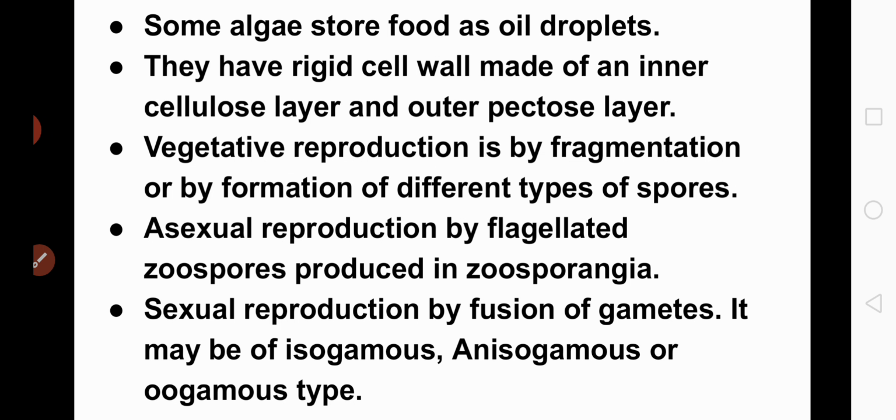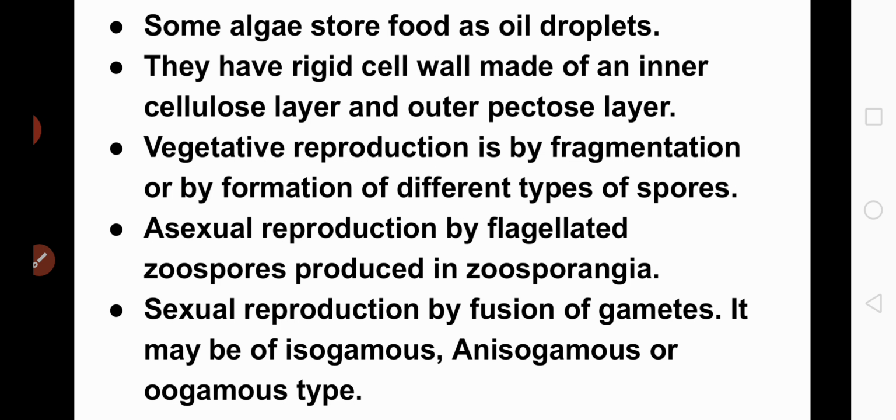Whereas asexual reproduction takes place by flagellated zoospores. Asexual reproduction takes place by the formation of zoospores, and these zoospores contain flagella and are produced within the zoosporangia. And sexual reproduction takes place by the fusion of male and female gametes, and the type of sexual reproduction may be isogamous, anisogamous, or oogamous.